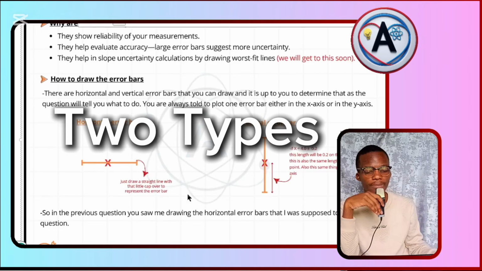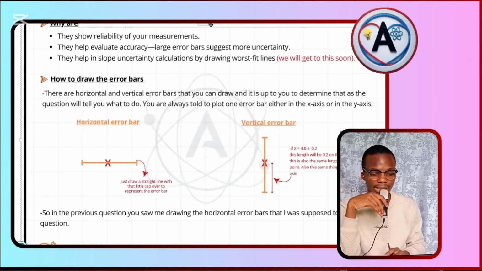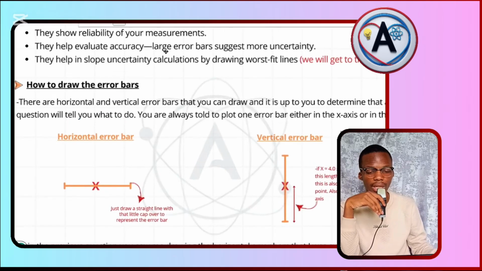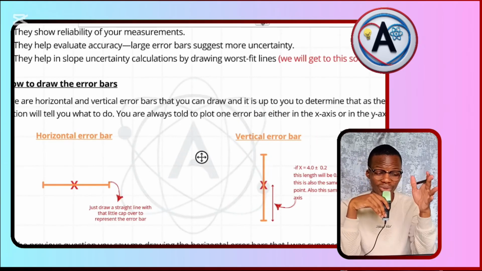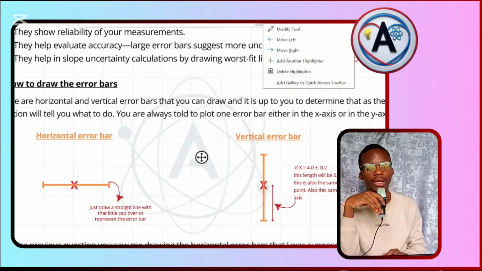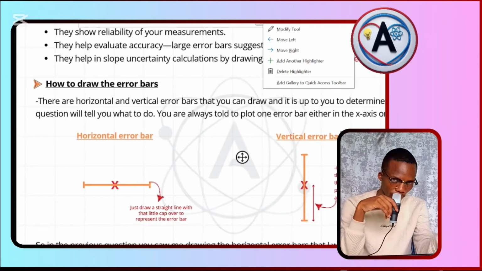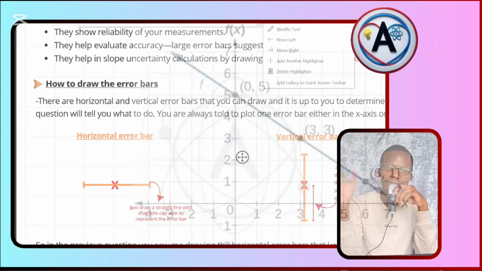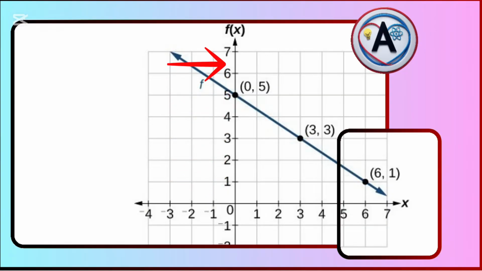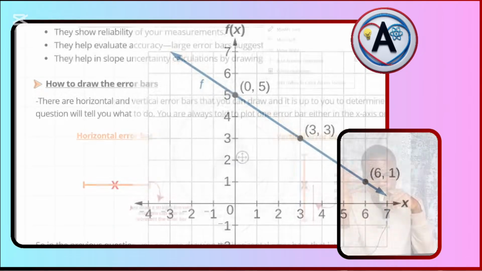We have 2 types of error bars. They are horizontal error bars and vertical error bars. So those are the 2 types. How you draw it actually depends on the nature of the question. If they ask for uncertainty in the value that's going on the y, that's what you do. If they ask for the uncertainty in the value going on the x, that's also what you're going to do.